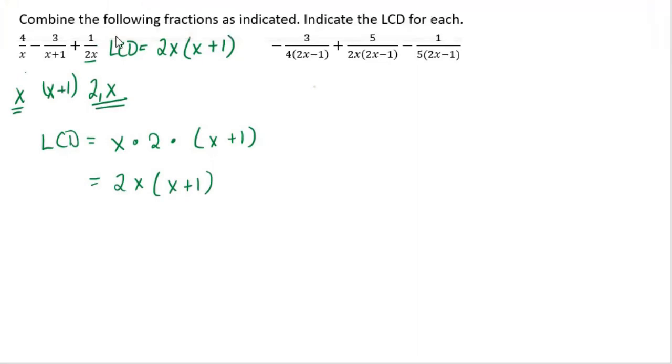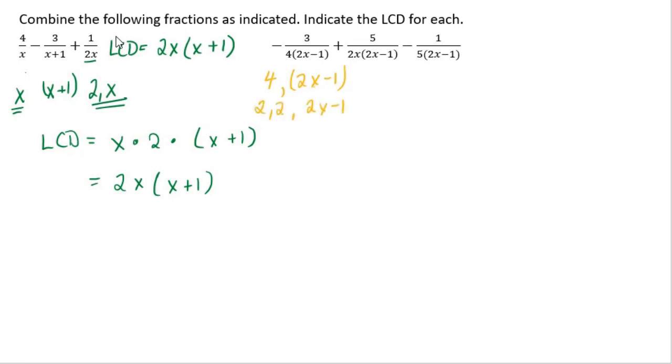While we're at it, before I complete the first example, let's have a look at the LCD for the second example. I'll write again the prime factors underneath each. So sure, this is 4. This is 4 times 2x minus 1. But is 4 prime? No. But if you wanted to leave it as 4, because it's easy, it's a small number, we know that the prime factors are 2 and 2, that's absolutely fine.